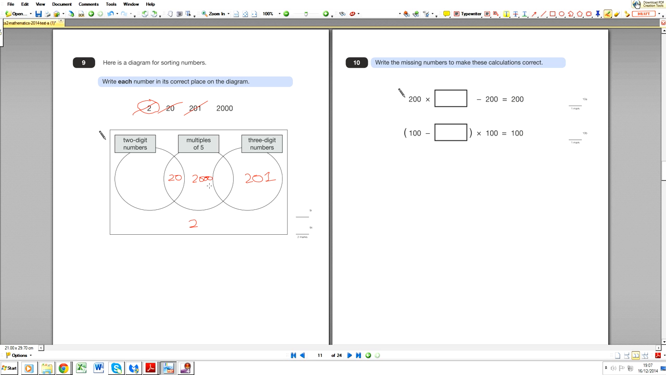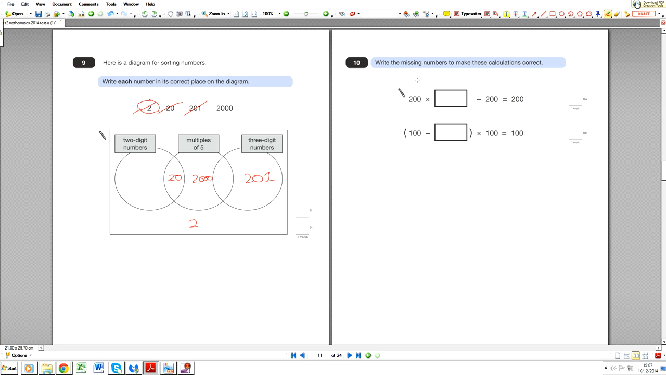How much do you have to get right? 2 marks, everything in the right place. To get 1 mark, you can get just 1 wrong. If you get more than 1 mistake, you don't get any marks.